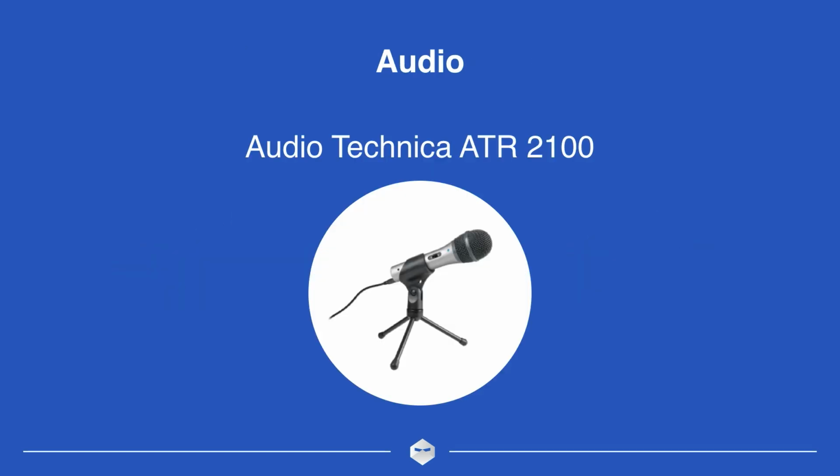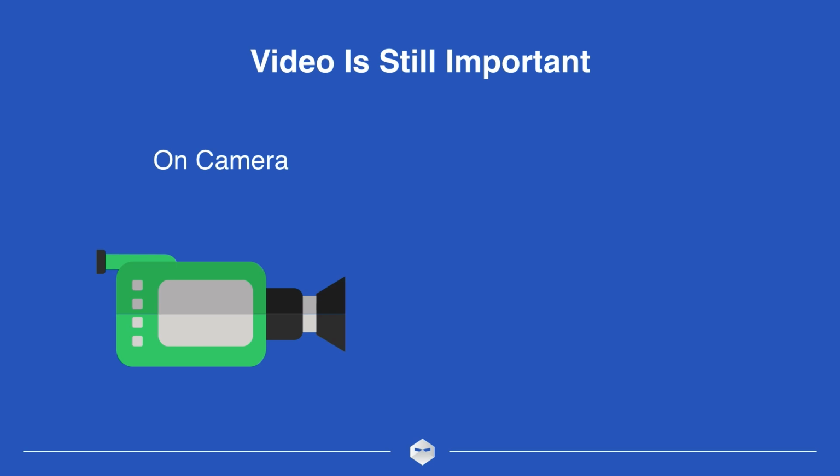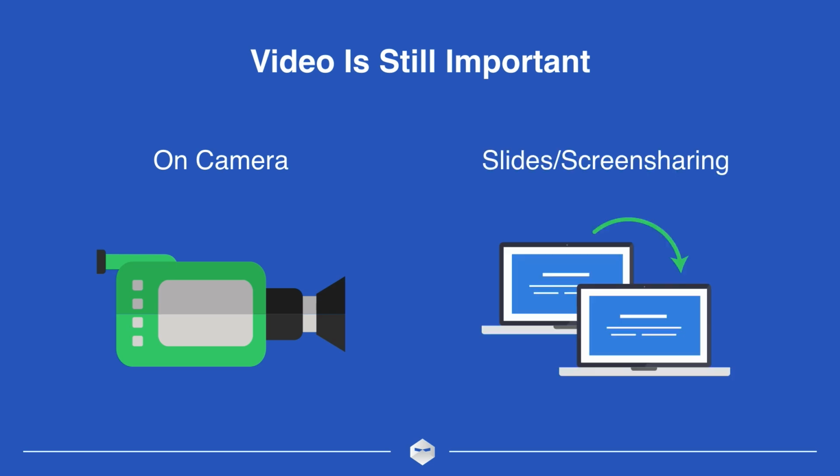So a great mic at an affordable price we recommend is the Audio-Technica ATR 2100. It's about $70 on Amazon and it's a USB mic, so it's very easy to use. As I mentioned, audio is almost more important than video. That said, video is still very important, and you can decide between 2 styles of video for your webinars. You can either do on-camera video, slides and screen sharing, or both.